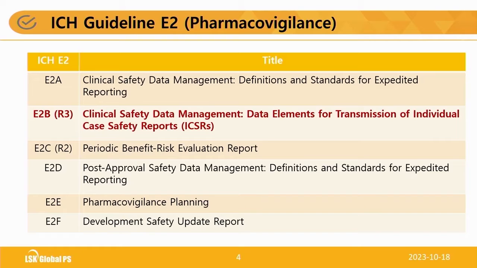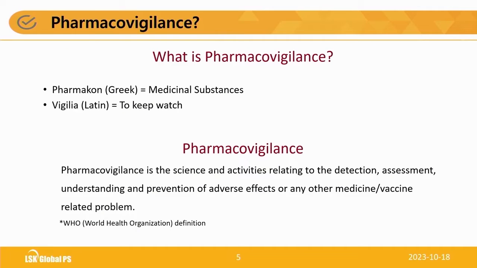So R3 means revision number 3. This is the latest version. So we can see that other guidelines don't have multiple versions, and we have E2B and E2C with multiple versions. So this is constantly being enhanced.